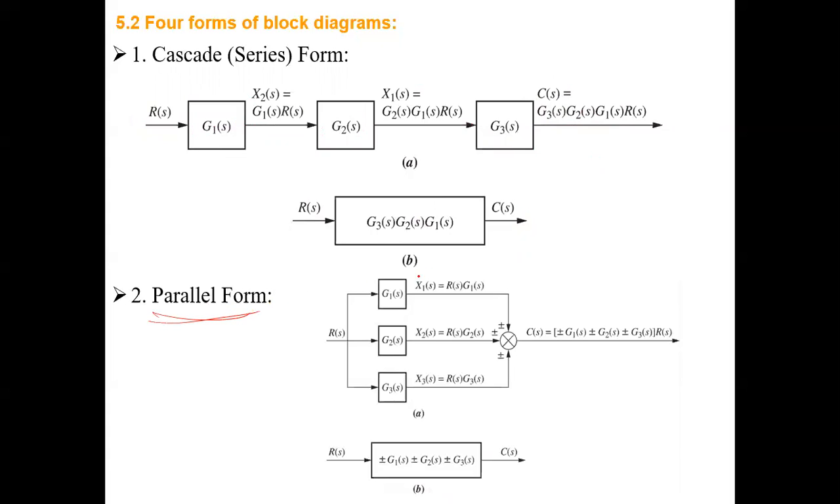Now what is the parallel? Parallel is if you have G1, G2, and G3 in parallel. So this is what it means. You have RS here, RS goes here, RS goes here, RS goes here, then they add up. It could be plus or minus when they add up. Similarly, this one could be plus or minus, and this one could be plus or minus. Then CS will be plus minus Z1 plus minus Z2 plus minus Z3. Suppose this is plus, this is plus, this is minus, then your CS will be G1 plus G2 minus G3. So the conclusion: if you have series, they are multiplied like this. If you are in parallel, they are added together like this. That's the conclusion, okay?